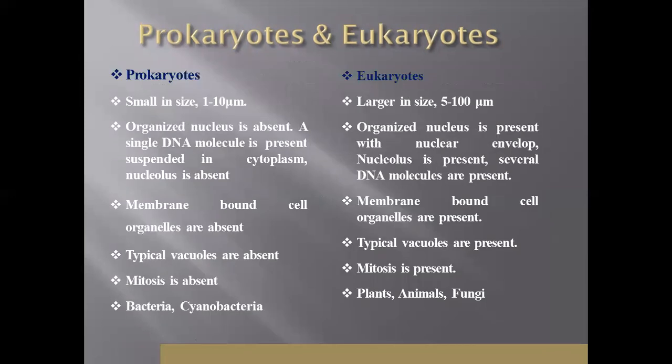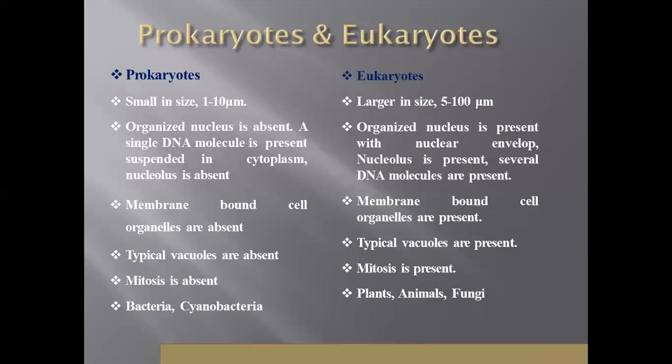Difference between prokaryotes and eukaryotes. Prokaryotes are small in size, around 1 to 10 micrometers. An organized nucleus is absent. A single DNA molecule is present, suspended in the cytoplasm. Nucleolus is absent. Membrane-bound cell organelles are absent. Typical vacuoles are absent. Mitosis is absent. Examples are bacteria and cyanobacteria. Mitosis is a type of cell division, my dear students.